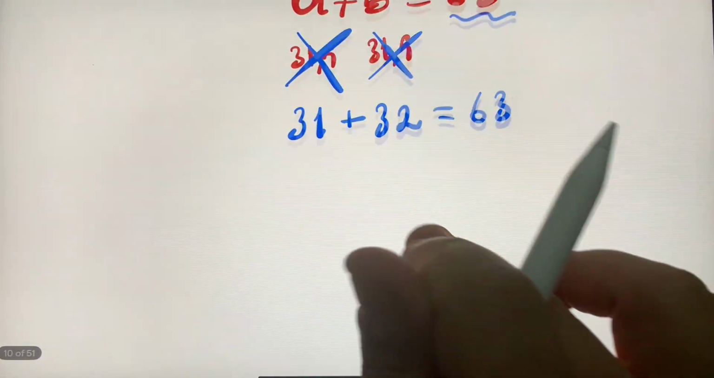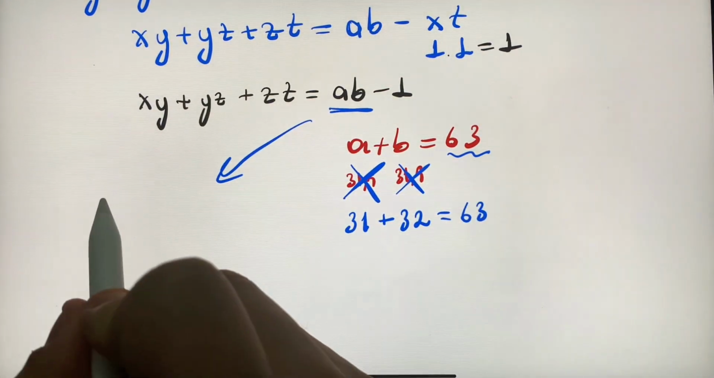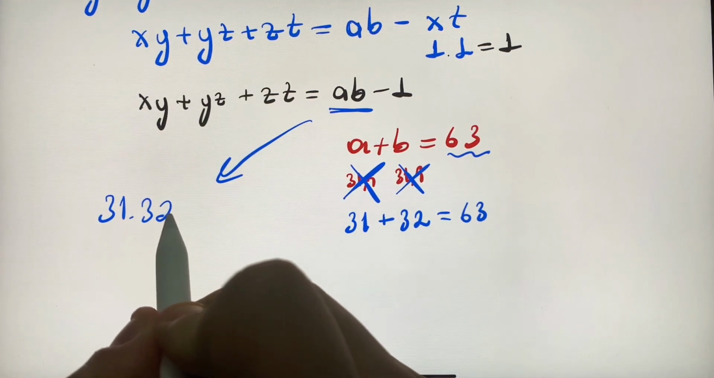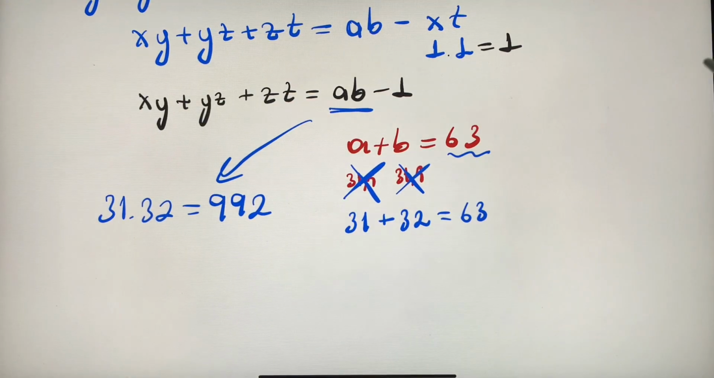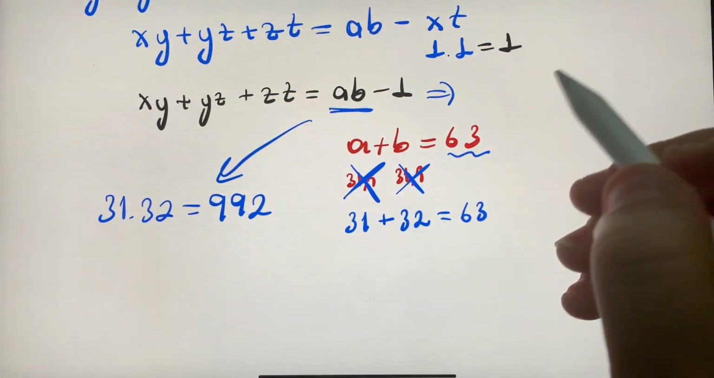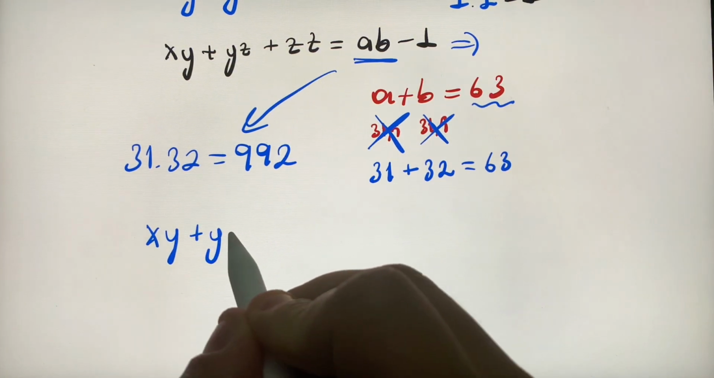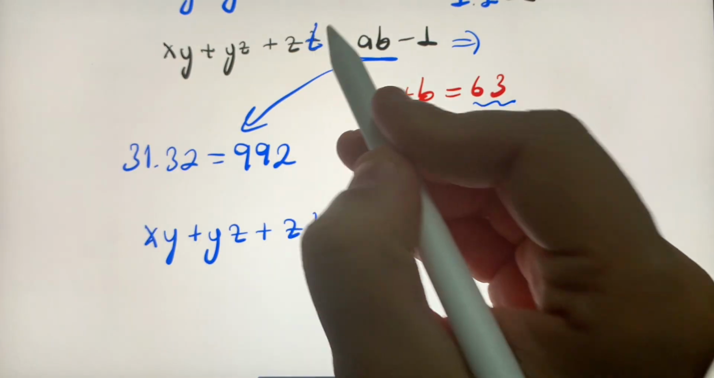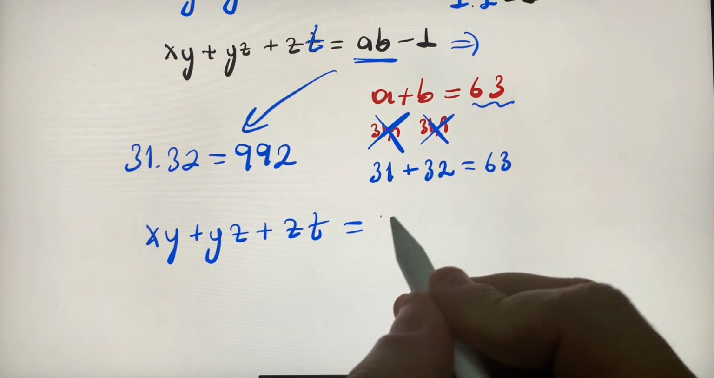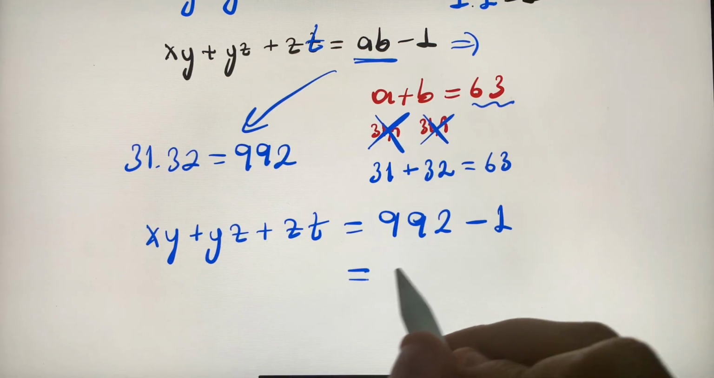Then what did my result become? Look, be careful. This was the expression we called AB. So I multiply 31 by 32. What will come out? I got the number 992. Take this 992, and in the equation here, if we write it instead, x times y plus y times z plus z times t, what was it equal to? 992 minus 1, hence the result of 991.